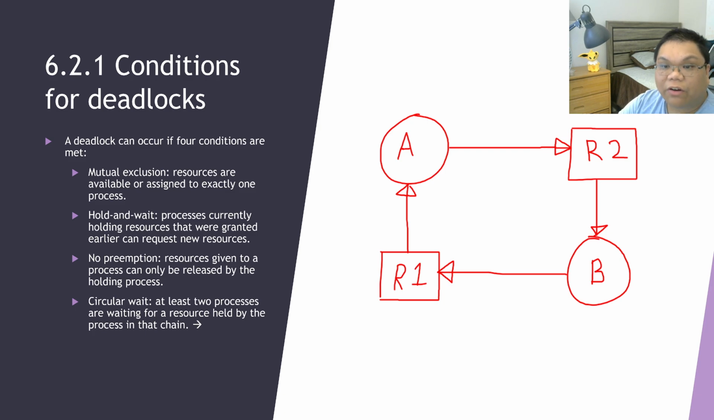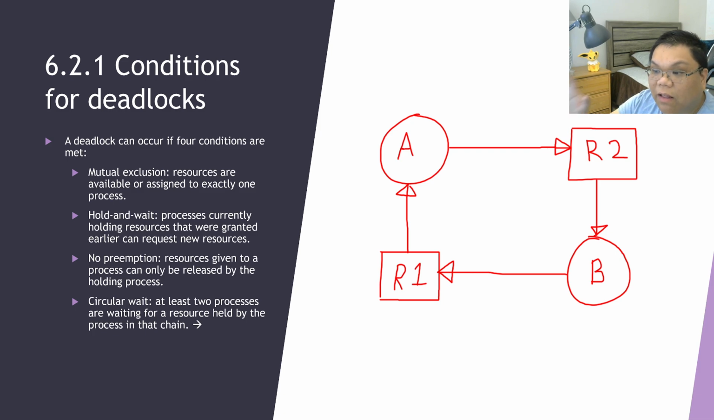Deadlock can only occur if 4 conditions are met. Number 1, mutual exclusion. Resources are available or assigned to exactly one process. Put another way, one process can only use a resource at a time. Number 2, hold and wait. Processes currently holding resources that were granted earlier can request new resources. Basically, a process requests resources, and then that process requests for more resources. It will hold on to all the resources it has requested until all of its requests are fulfilled.